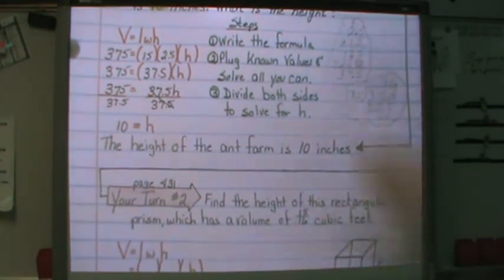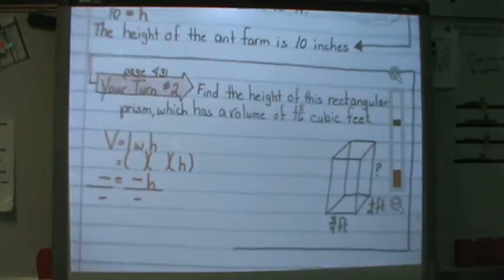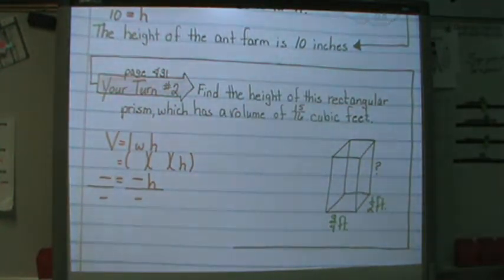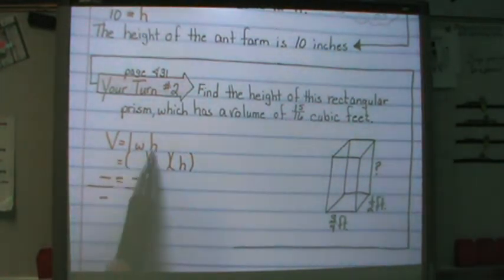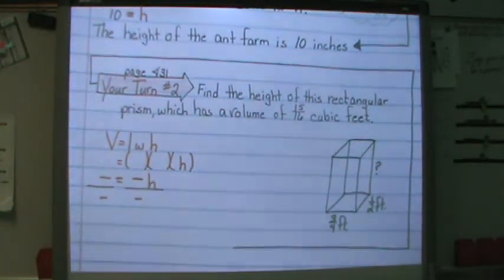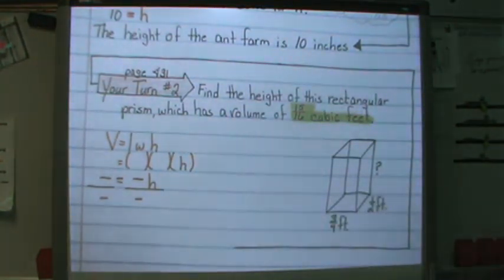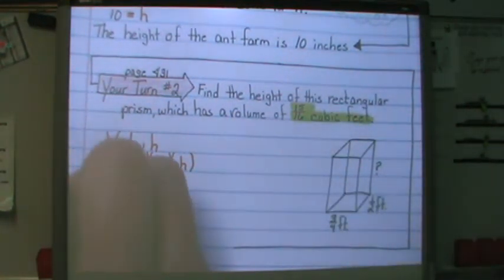Okay, I'm still on that same page of 431. This is your turn number 2. Find the height of this rectangular prism, which has a volume of, I know this sounds weird, 15/16 cubic feet. So, following the rules from above, I wrote my formula. Now I have to plug in all of my known values. Let's see. I know this is my volume because it's identified by cubic feet. Okay, so I got to plug in 15/16 for my V.